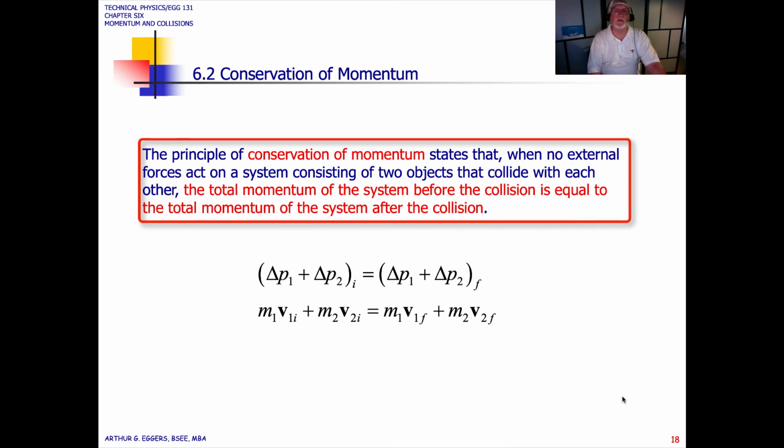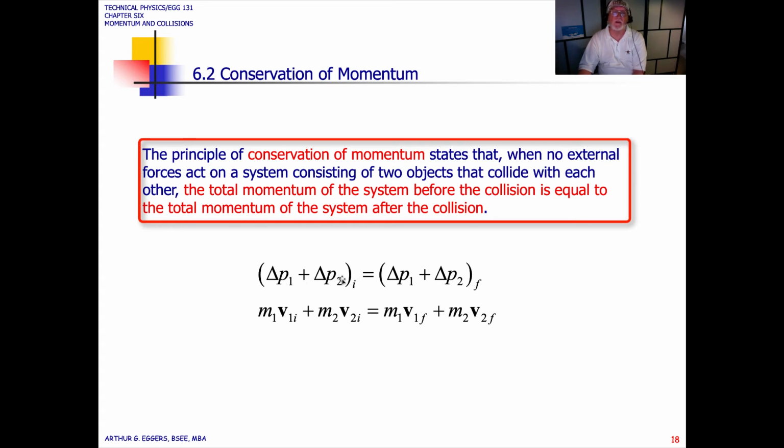The principle of conservation of momentum states that when no external forces act on a system, no friction, no air resistance, no gravity, consisting of two objects that collide with each other, the total momentum of the system before the collision is equal to the total momentum of the system after the collision.